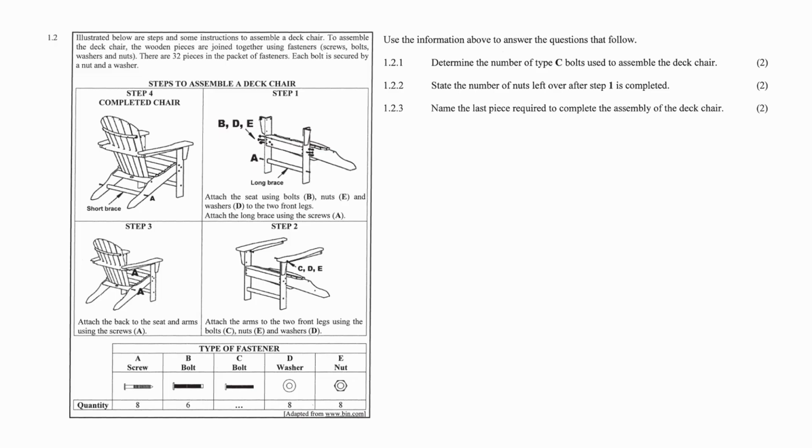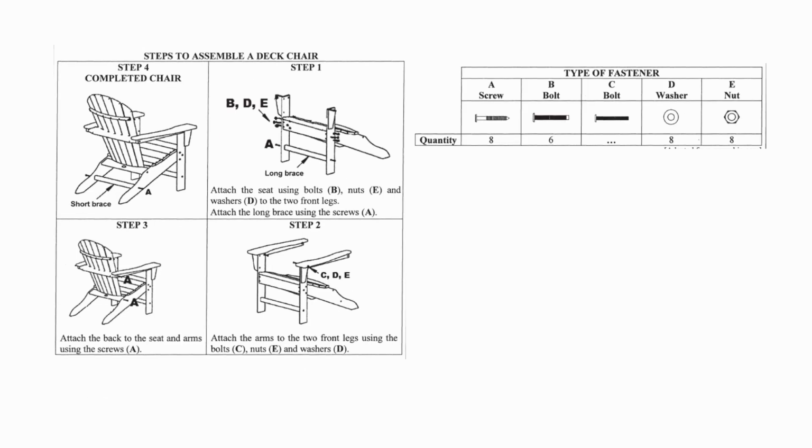Question 1.2 consists of 3 maps and plans questions that were designed to assess your understanding of assembly diagrams. You are given an illustration of some steps and instructions to assemble a deck chair. To assemble the deck chair, the wooden pieces are joined together using fasteners, which are screws, bolts, washers, and nuts. There are 32 pieces in a packet of fasteners. Each bolt is secured by a nut and a washer.